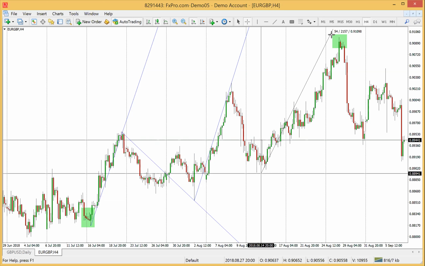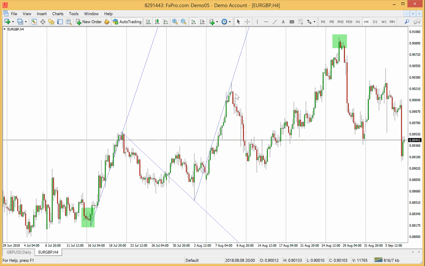7, 5. Then from wave 3, you count from the high to the low, that's wave 4. And then finally, wave 5 is from the low here to there. So these are the 5 waves. Wave 1, wave 2, wave 3, wave 4, wave 5.